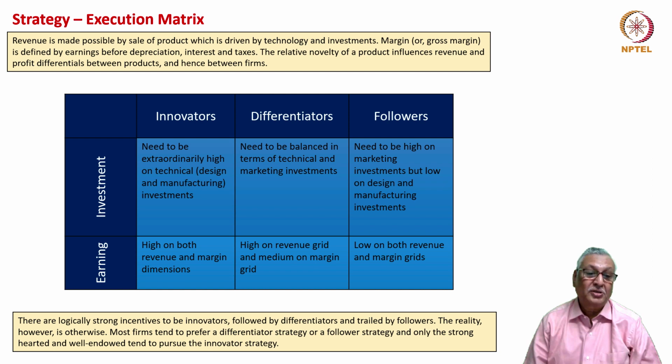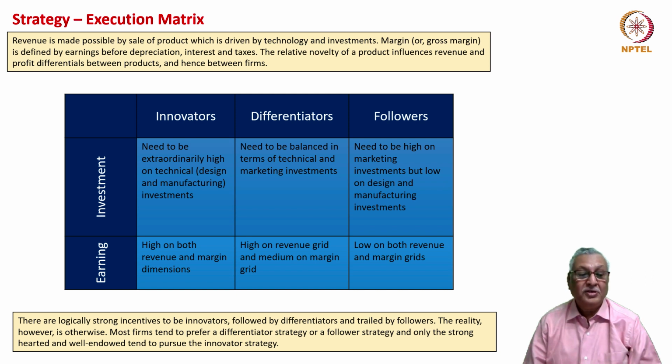Innovators enjoy high earnings both on revenue and margin dimensions. Differentiators tend to be high on revenue grid and medium on margin grid. Followers tend to be low on both revenue and margin grids. Followers tend to be profitable overall based on the volumes. They are scale dependent. There are logically strong incentives for innovators, followed by differentiators and trailed by followers.